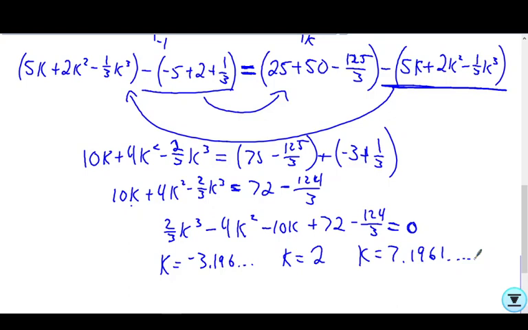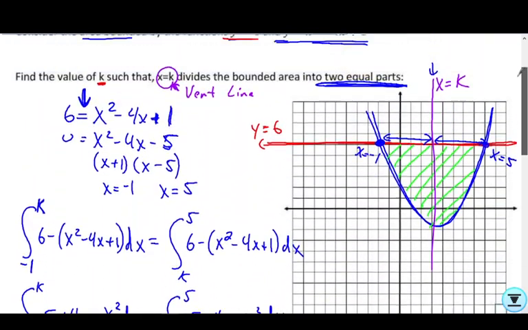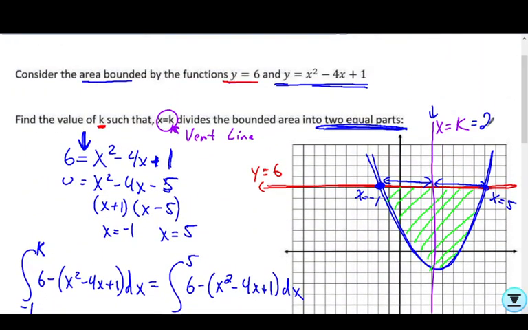2 of them we can't use because -3 and 7 are outside of my bounded area. My area is from -1 to 5. So my only value I can use is 2. So basically here we find that my vertical line is at x equals 2. So k is 2.